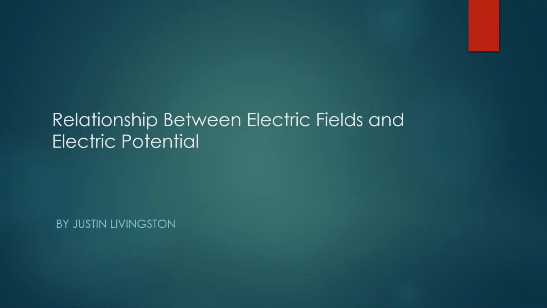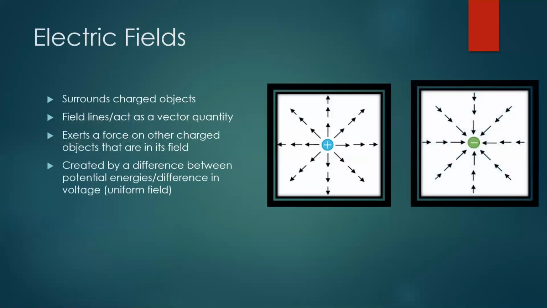And so, first, we're going to start off by asking, what exactly are electric fields? Electric fields are shown by electric field lines and they surround charged objects. We can see over here to the right, we have a positively charged object and a negatively charged object. These electric field lines act differently between the two, and they act as vector quantities, which means they both have a direction and a magnitude.